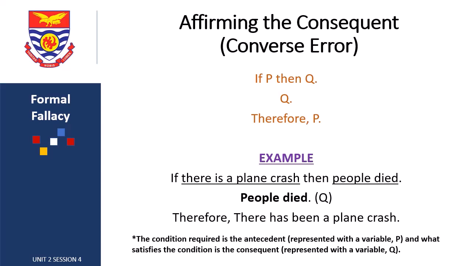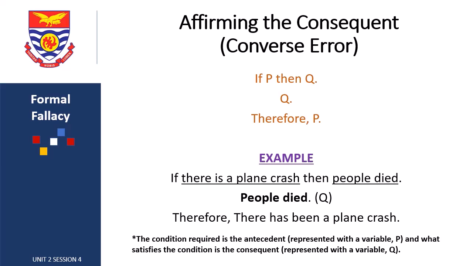We call this affirming the consequent, which is otherwise known as the converse error. The structure says: if P, then Q; Q, therefore P. If P happens, then Q will follow. Q followed, therefore P happened. Now, this we consider as an error. Some people other times call it the opposite of modus ponens.